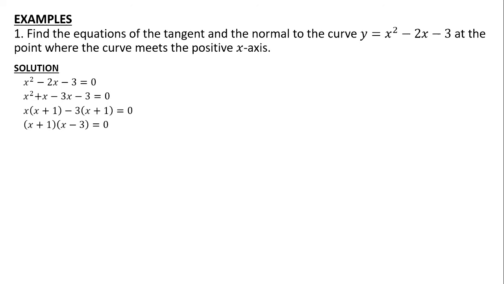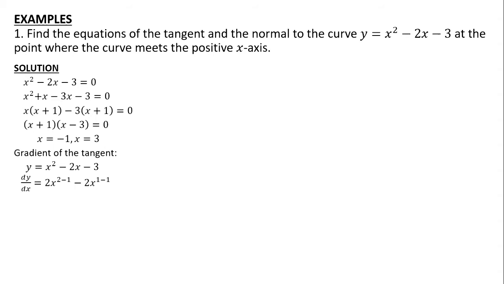Now the question is saying, find the equations of the tangent and the normal to the curve at the point where the curve meets the positive x-axis. So we'll get the value of x equal to 3 because it is positive. So from there, we are going to get the gradient of the tangent, which is the derivative of the equation of the curve. So we are going to say y equal to x squared minus 2x minus 3.